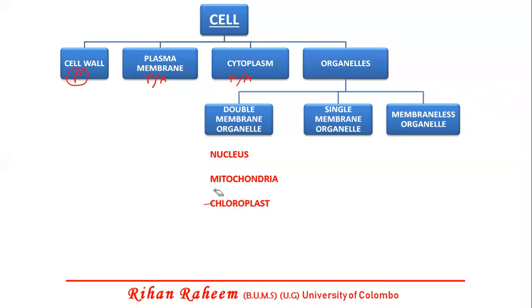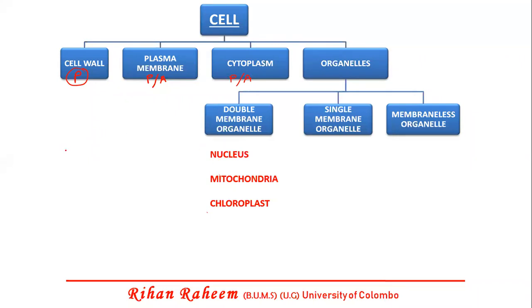NMC. Before I used to say it like this: N for Namal Rajapaksa, M for Mahinda Rajapaksa, C for Chamal Rajapaksa. They are like double VIP, double membrane. So the Rajapaksa family, that story you can remember. N is nucleus, M is mitochondria, C is chloroplast. Those come under double membrane organelles.